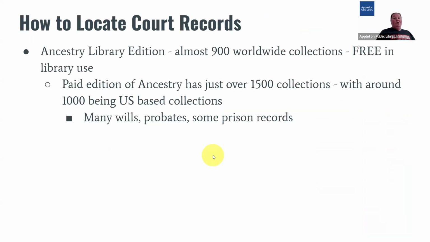Another great place to try to locate your ancestors is going to be through Ancestry Library Edition. They have almost 900 worldwide collections in our free library edition. Unfortunately, you do have to come into the library to use it for free. If you have a paid edition of Ancestry, they have a little bit more collections, of course. They have just over 1,500 collections, with about 1,000 of those being US-based ones.